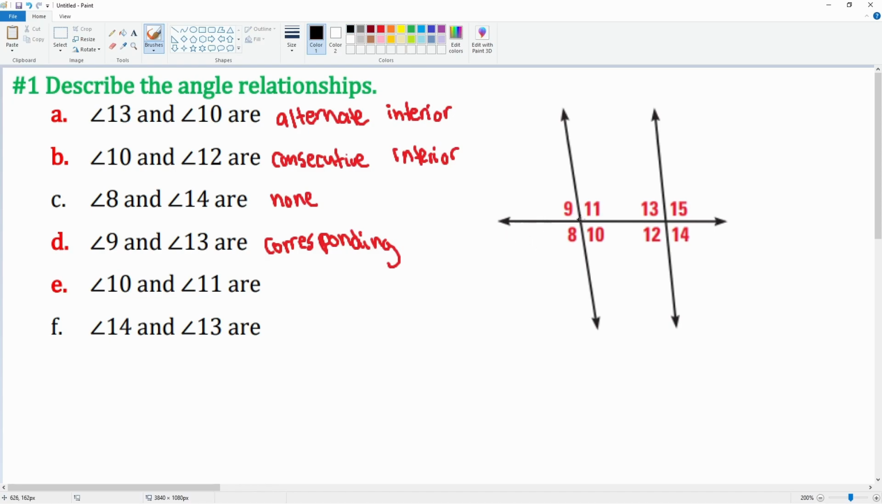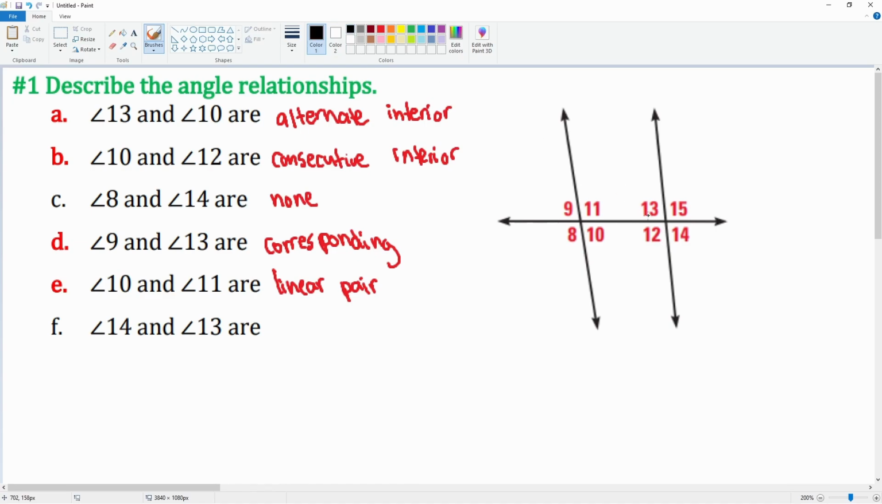E, 10 and 11. 10 and 11 looks like they are on the same part of that line, and it looks like they're creating a linear pair, so we can say that they are linear pair.